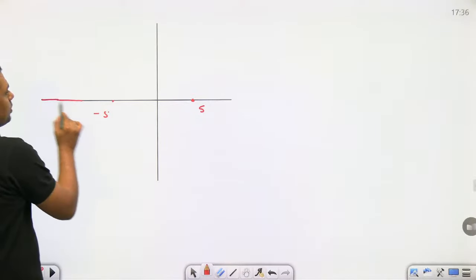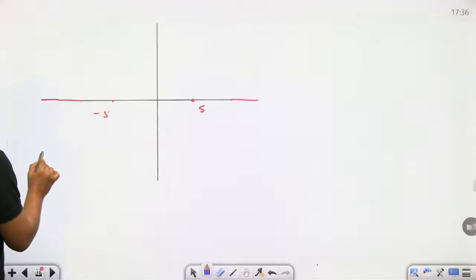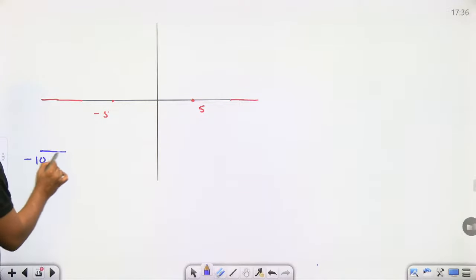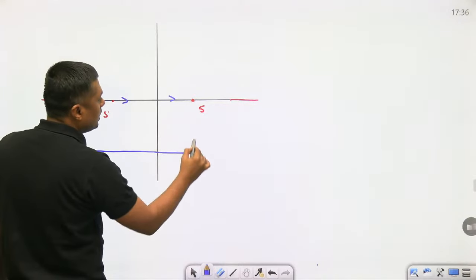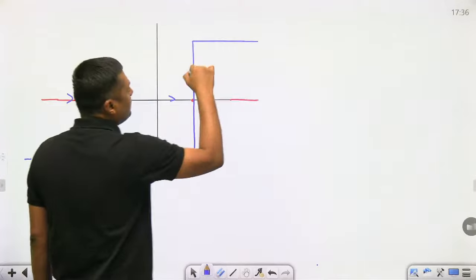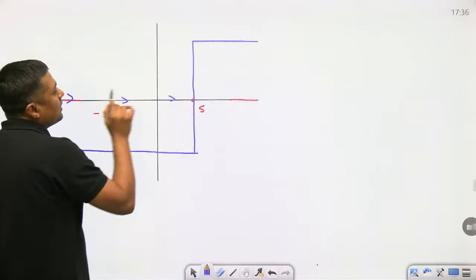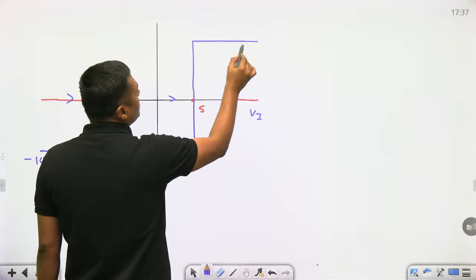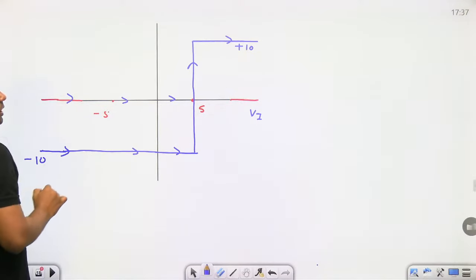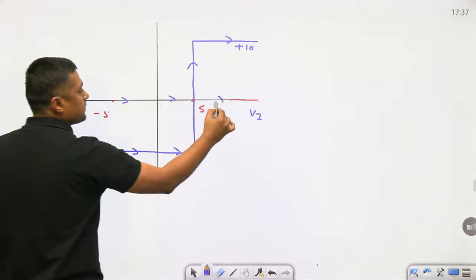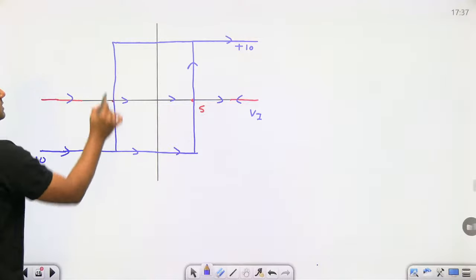Like for example, this is the input. You can start from this. Highly negative, output is negative. And now, this is the output. When the input crosses the upper threshold, then output will change. Because when the input is negative, we are getting the upper threshold level. What is the upper threshold level? 5 volt. Then, when the input is highly positive, output is positive. That is the forward journey. And when the input decreases, then it will cross lower threshold, and that is the curve.